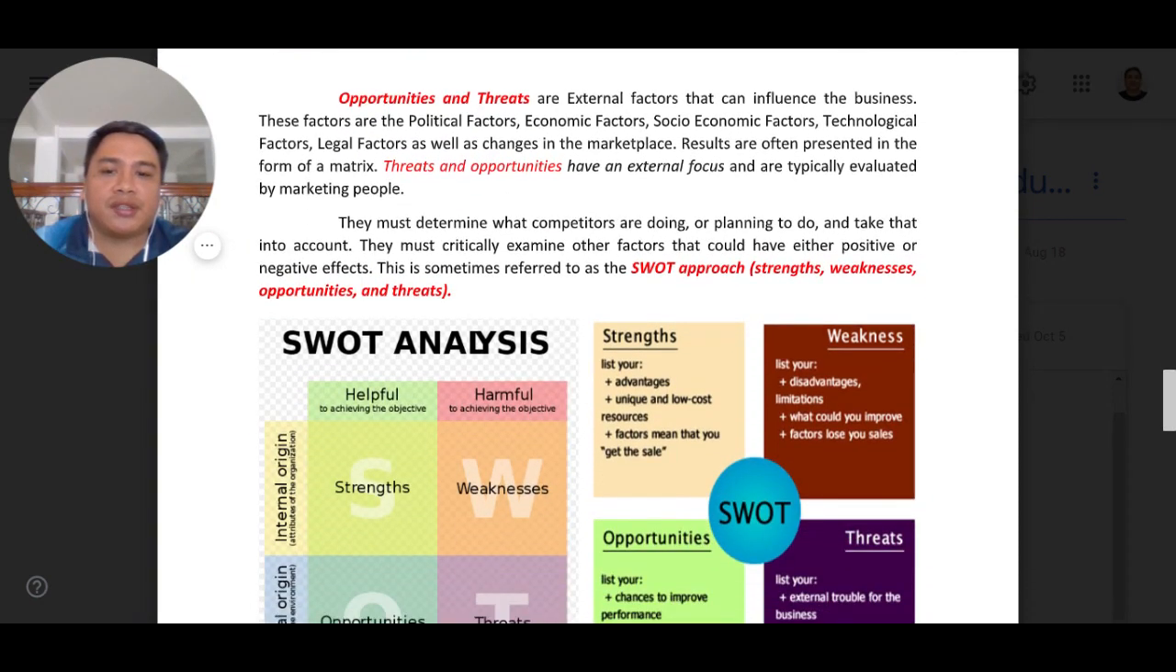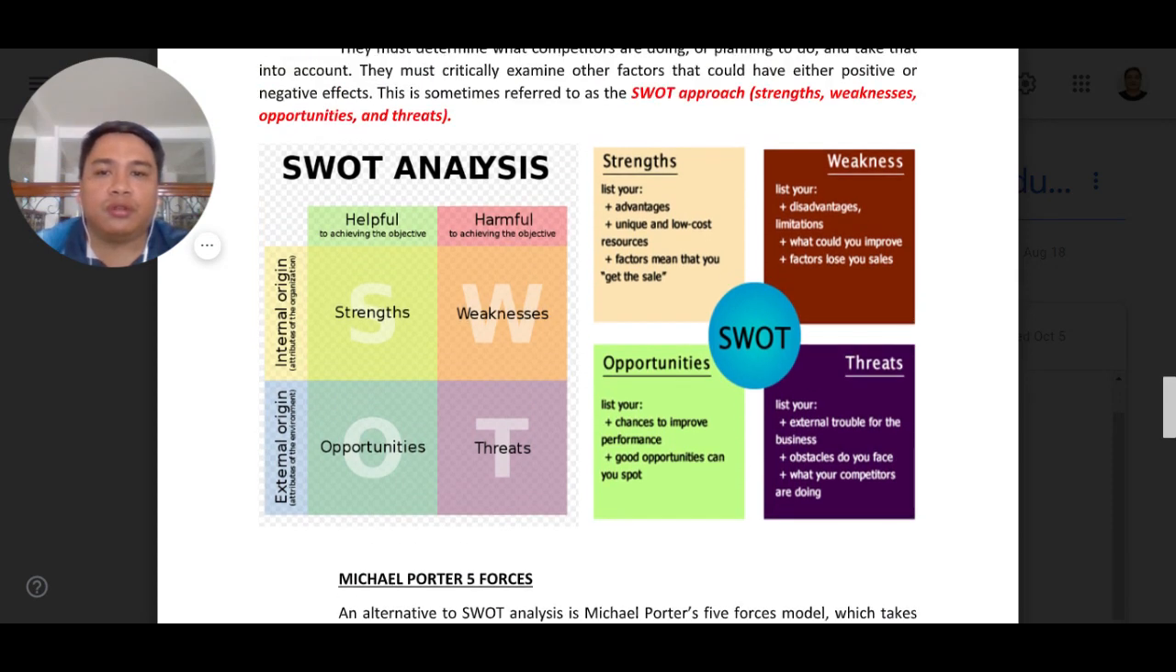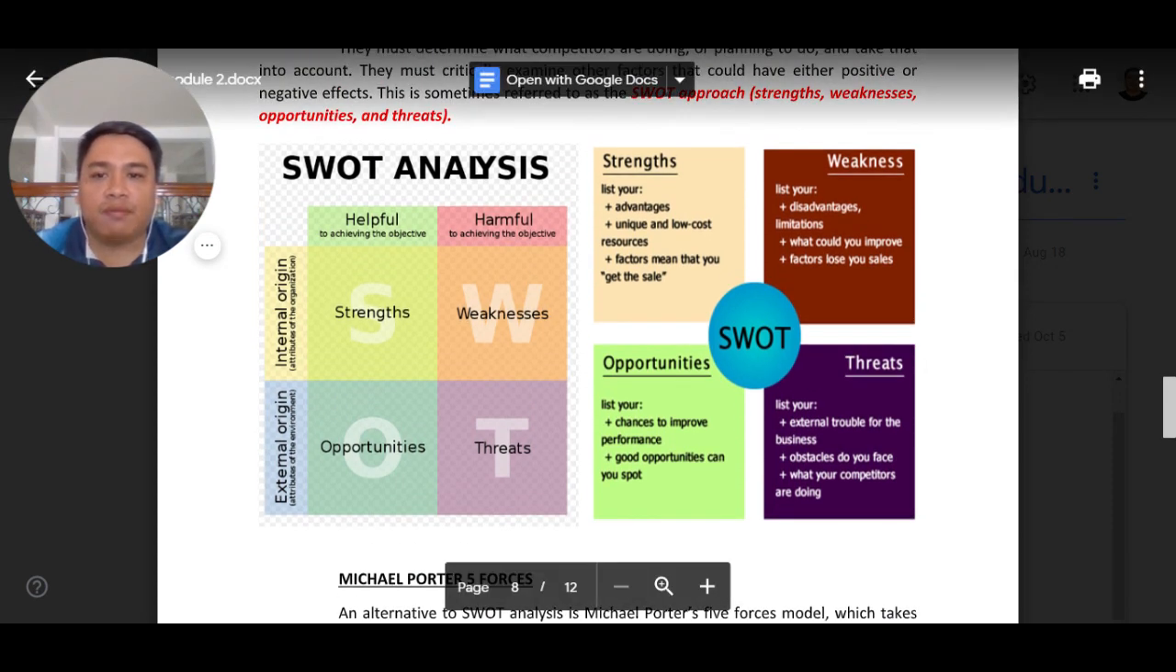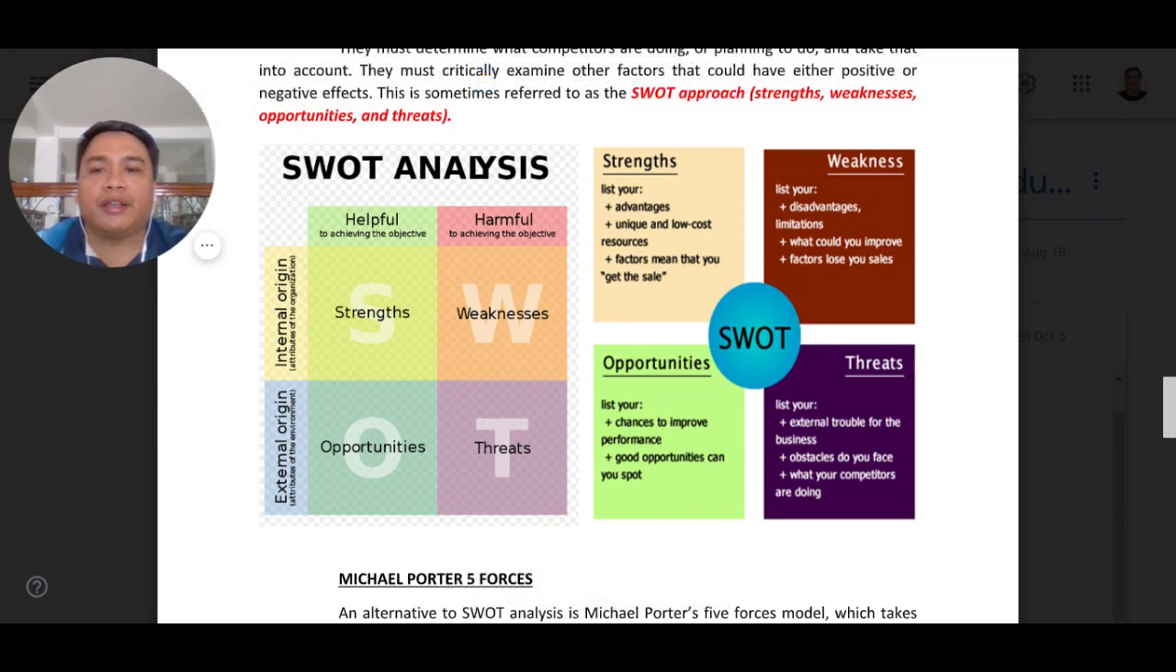So, yung matrix na sinasabi natin, ito yung example, there are two examples. This is the first example of what we call matrix, no? SWOT. Okay? So, helpful, sinasabi natin helpful for the business organizations, yung strengths and yung opportunities. Harmful to achieving the objective, which is our weaknesses and our threats. So, yung internal, S and W, tapos yung external, yung O tsaka T. Okay. Same is true with our other matrix.